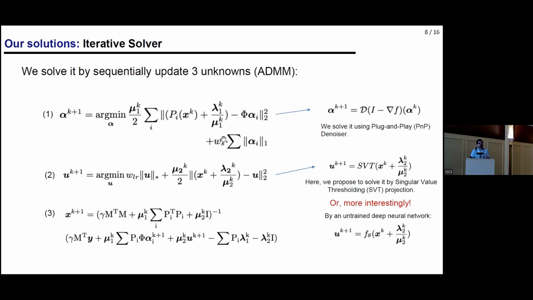So the trick is to stop the training early and just get away. This means that this deep neural network doesn't need to be trained before just using it, and it acts as a regularizer for some inverse problems.